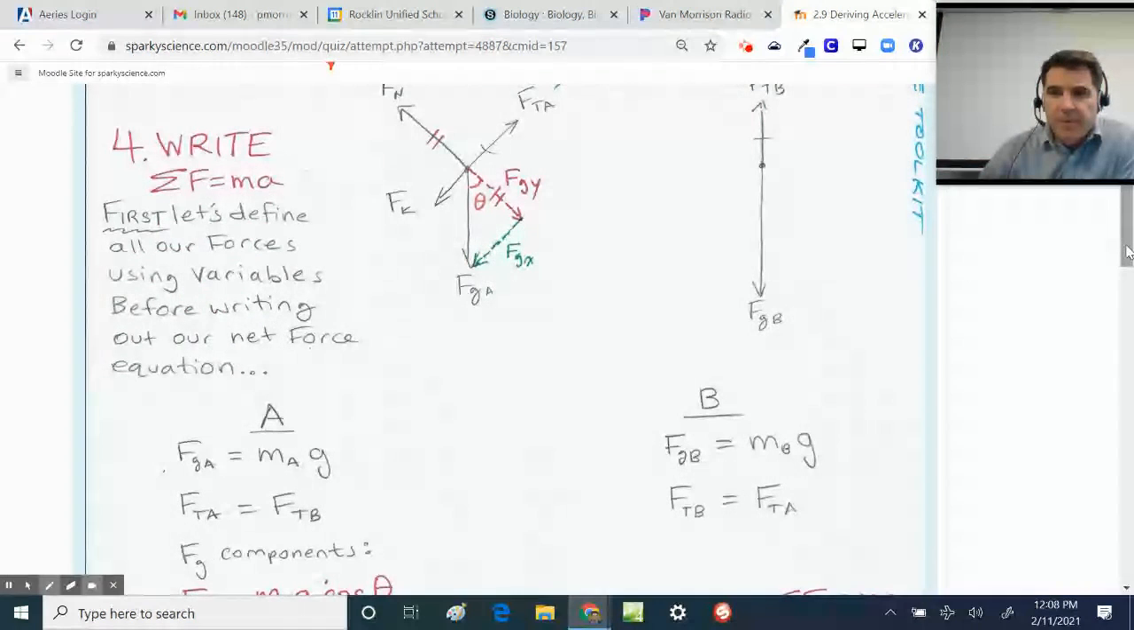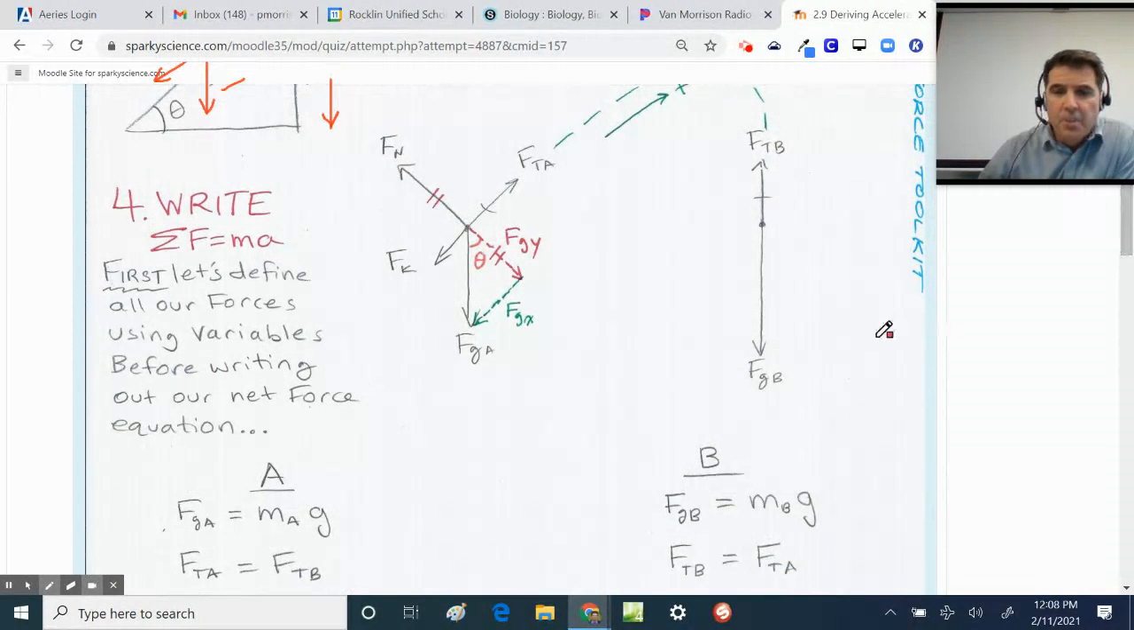Let's start off with just the basics. The gravity here, FGB, I'm going to redefine as the mass of the block B times gravity, so this will be mbg. This will be FTB, and FTB is going to be the same as FTA because they're a string, and anywhere along the string you'll have the same tension. This FGA is going to be the mass of A times g, so this is mag. And once again, the force of tension here is going to be the same as the force of tension there. Just making some definitions here.